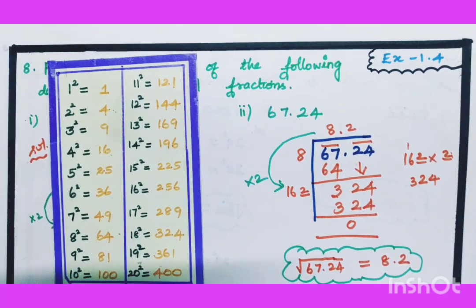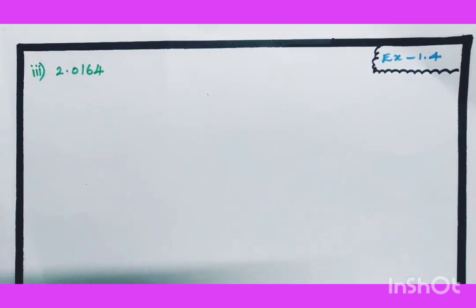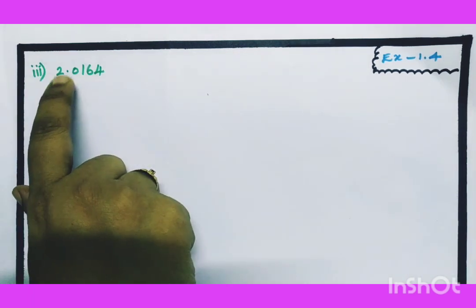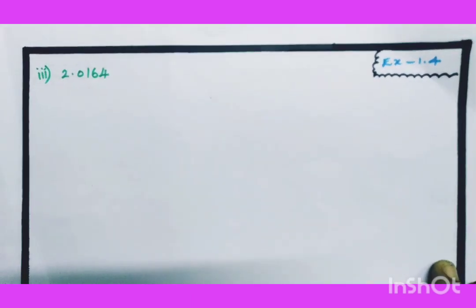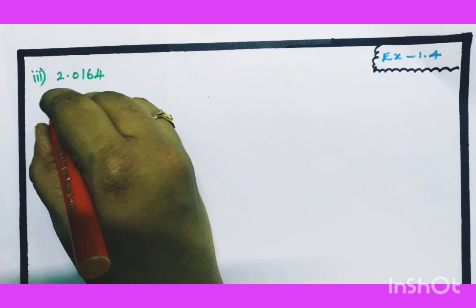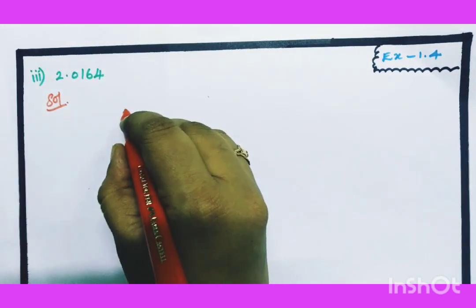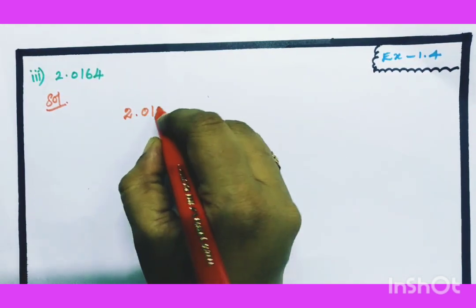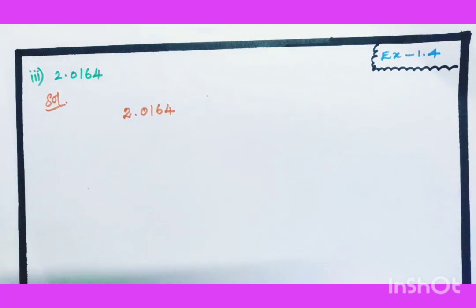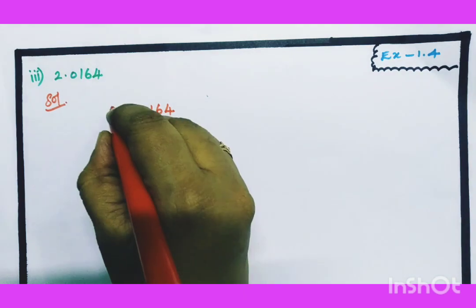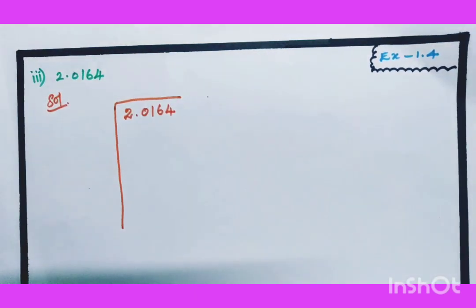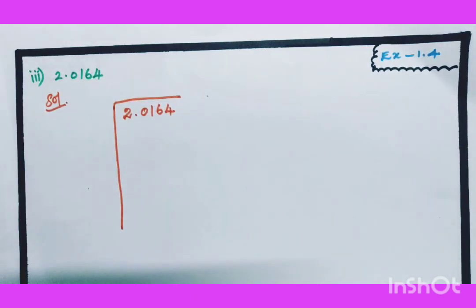Next. So see the next one. 2.0164. See, my children, 2.0164. I want to find out the square root. Okay. So here, how to do it, I will tell you.